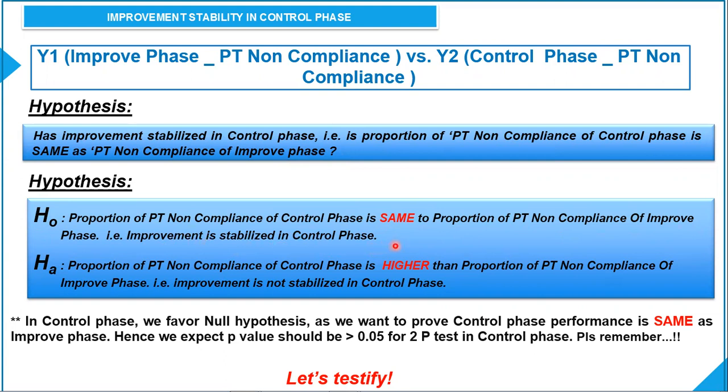So when the proportion of non-compliances in the control phase is equal to the proportion of non-compliances in the improve phase, it means performance is sustained, improvement is sustained. That's what we're looking out for. And when improvement is sustained, in other words, improvement is stabilized. So that's about our H naught. We do have an HA, that is, the alternative hypothesis: the proportion of PT non-compliance of the control phase is higher than the proportion of PT non-compliance of the improve phase. That is, improvement is not stabilized in the control phase. So this is our alternative hypothesis.